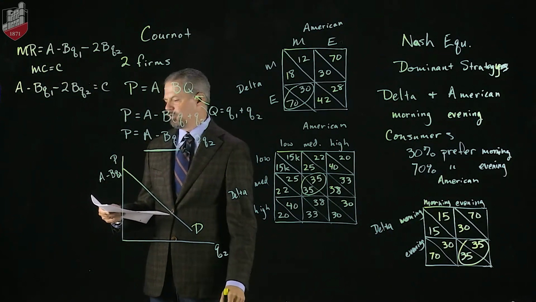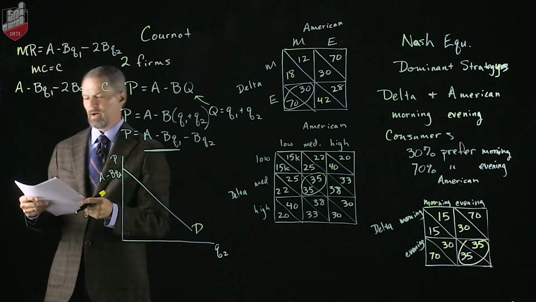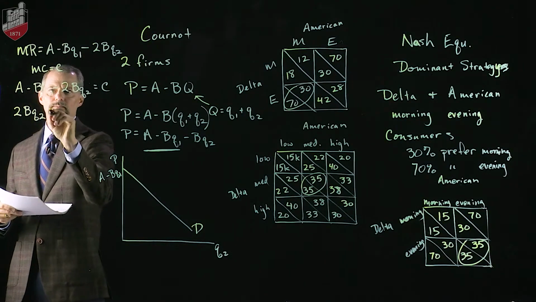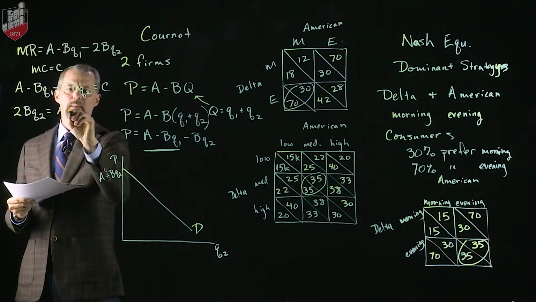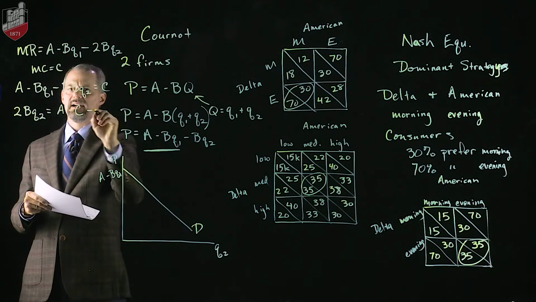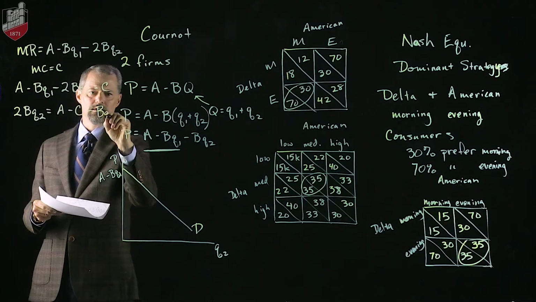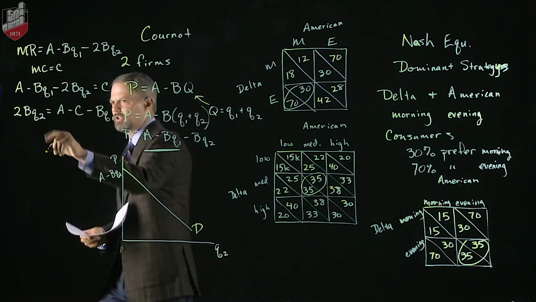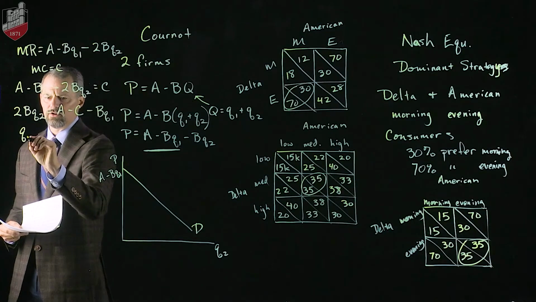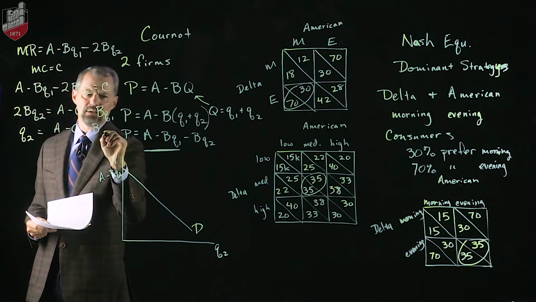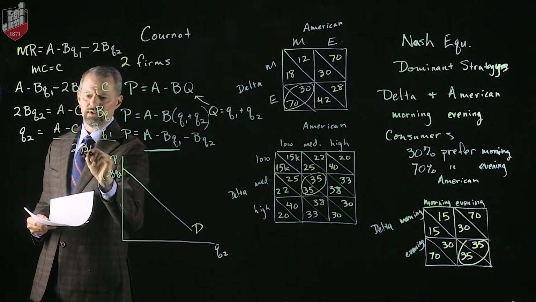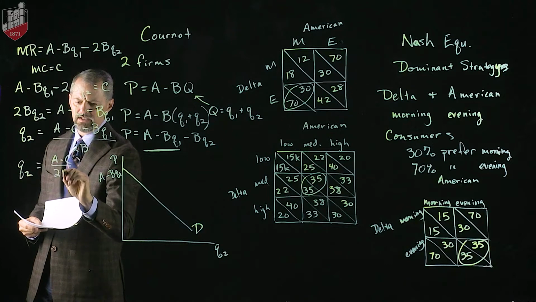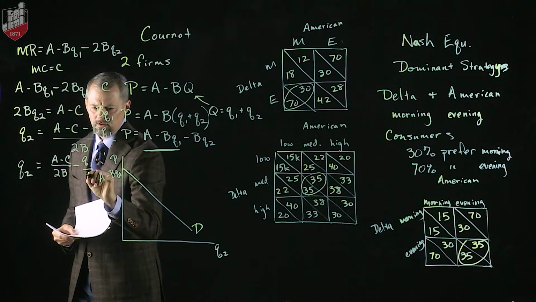And now we need to solve for Q2. I'm going to move it to the other side, and then switch some things around. I'm going to get 2B Q2 equals A minus C minus B Q1. I did several steps all at once there, so make sure you understand what's happening. I need just Q2, so I'm going to divide through by 2B. I get Q2 equals (A minus C minus B Q1) divided by 2B, which I can simplify as Q2 equals (A minus C) over 2B minus Q1 over 2.